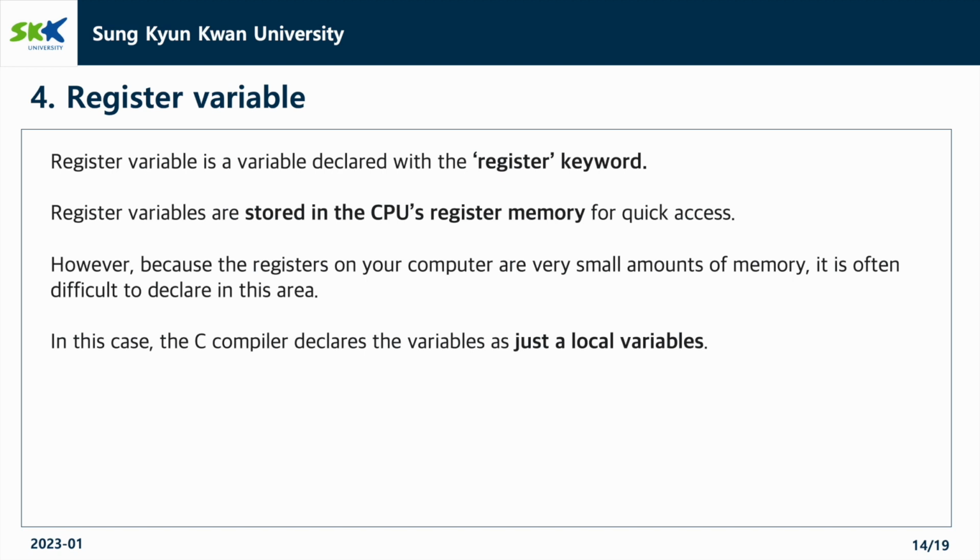Register variable is a variable declared with the register keyword. They are stored in the CPU's register memory for quick access. However, because the registers on your computer are very small amounts of memory, it is often difficult to declare variables in this area. In this case, the C compiler declares the variables as just local variables.